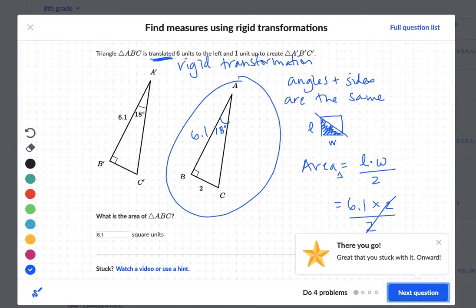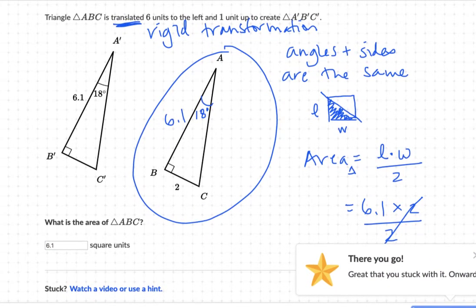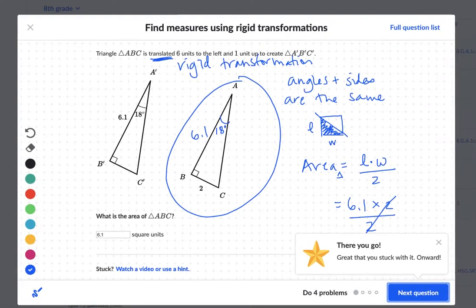So all rigid transformations is telling you is that when you perform translation, rotation, reflection, you create a clone. So you can take measurements from the other image because they're the same exact thing.